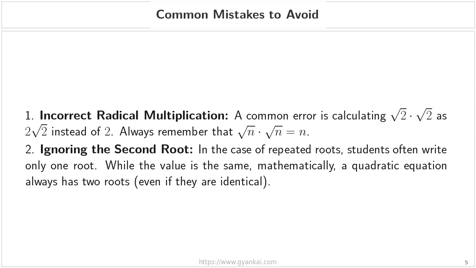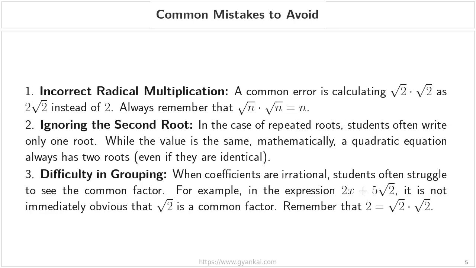Second, regarding the repeated roots we discussed earlier, many students tend to ignore the second root. When you solve an equation and find that the answer is 5 and 5, it is tempting to just write down x equals 5 and move on. However, from a mathematical standpoint, a quadratic equation always possesses two roots, even if those two roots happen to be identical. So, always acknowledge both.